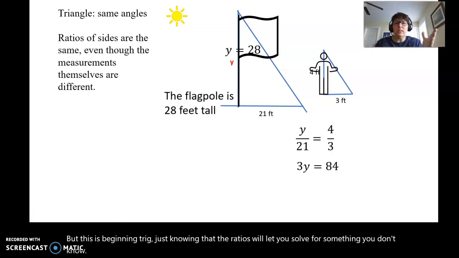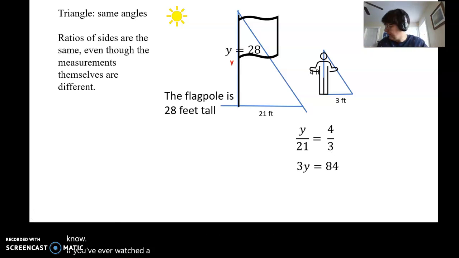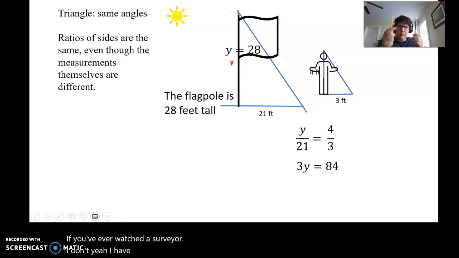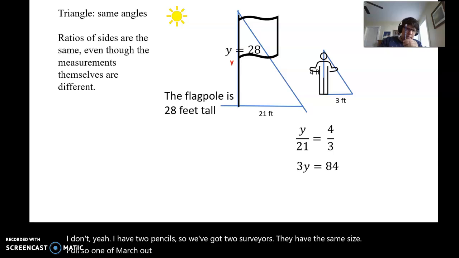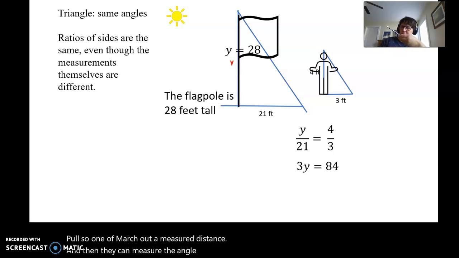If you've ever watched a surveyor, I have 2 pencils. So we've got 2 surveyors, and they have the same size pole. So one will march out a measured distance, and then they can measure the angle and see if the ground is still straight.